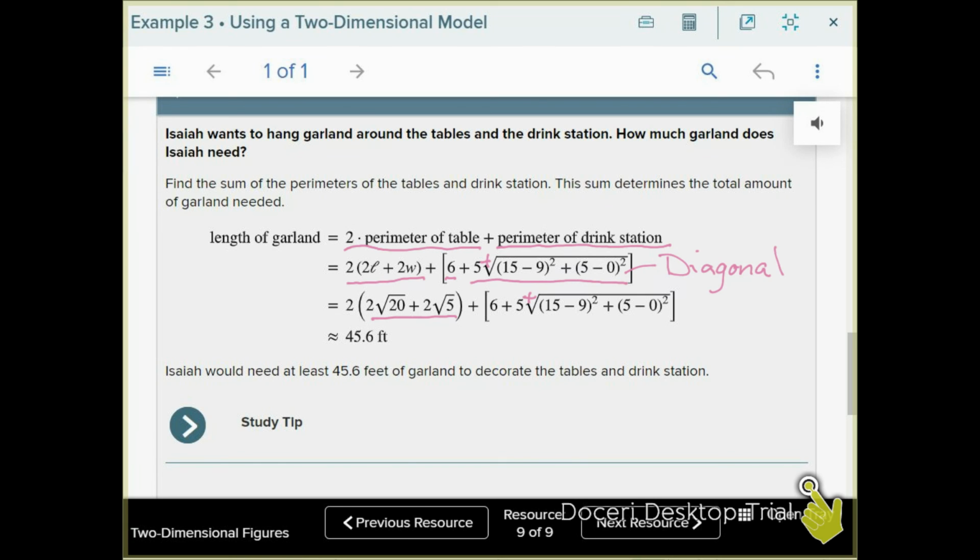Here they did the distance formula to find the length and width of the table. Again, this is a skill we learned yesterday, so make sure that you can still do that. All together, we add it all up and get about 45.6 feet of garland. If I was Isaiah, I would go safe and just buy 46 feet. Also, it'd be weird to tell whoever is cutting your garland, hey, can you cut this to 45.6 feet?